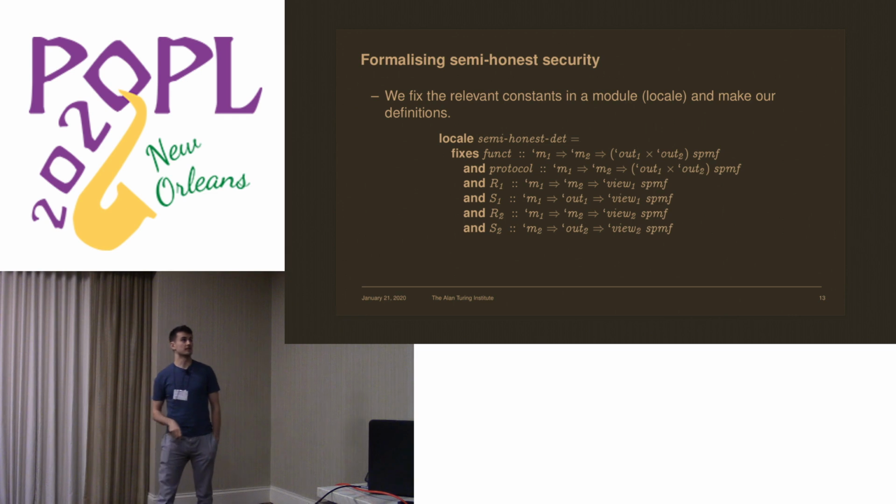So how do we actually formalize this in Isabelle? Well, we're able to use this locale system to make abstract definitions. We just form a locale like this. A locale, we can just think of as a module. So what do we fix? We fix things like the functionality, the protocol, and then these real and simulated views that later we'll instantiate.